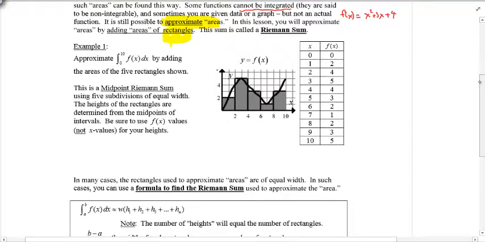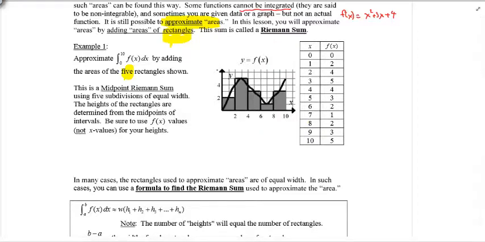So here's example number 1. Notice I'm asking you to approximate the integral from 0 to 10 of f of x dx by adding the areas of the 5 rectangles shown. So once again, there's no function here for this crazy graph. There is a graph with a grid and a corresponding table of values, and someone has decided to break up this curve into 5 pieces, and we're going to use rectangles to approximate.